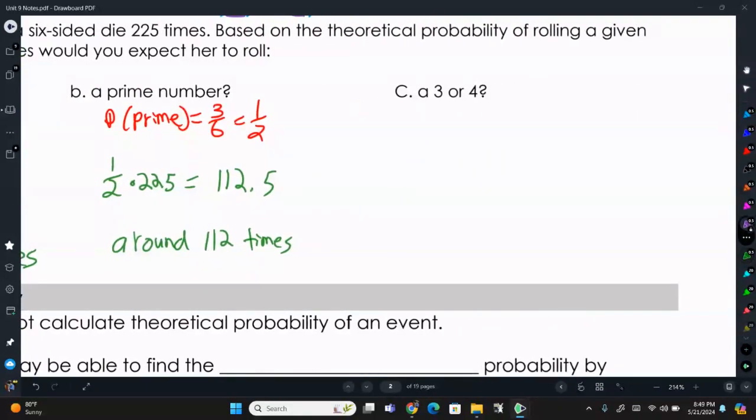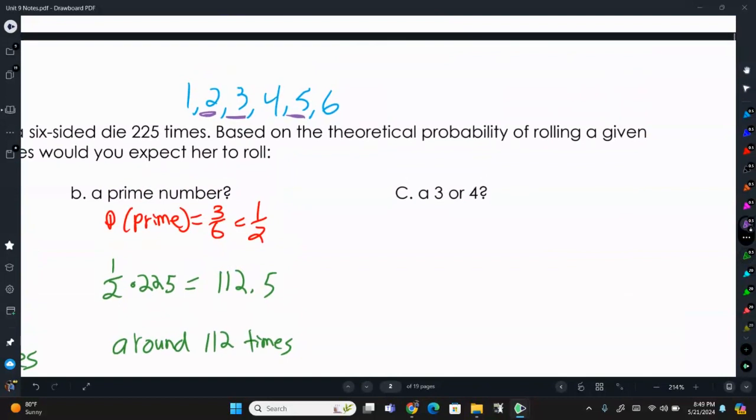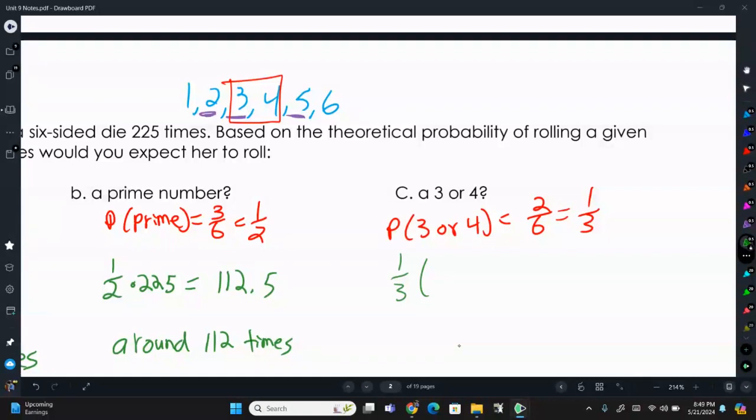Now a 3 or a 4. Well, a 3 or a 4, that would be 2 out of 6, or 1/3. So 1/3 times 225 gives us 75. So 75 times. You would expect to roll that.